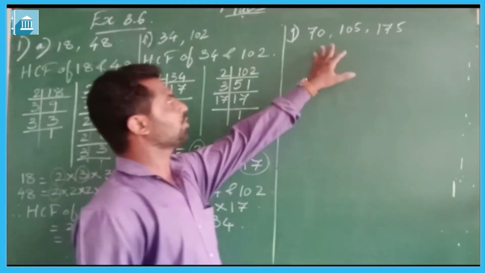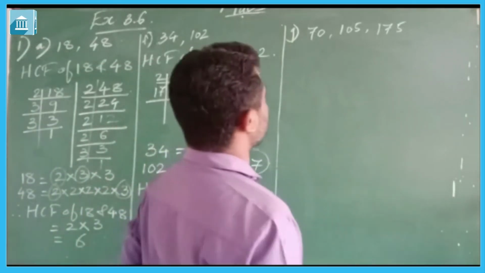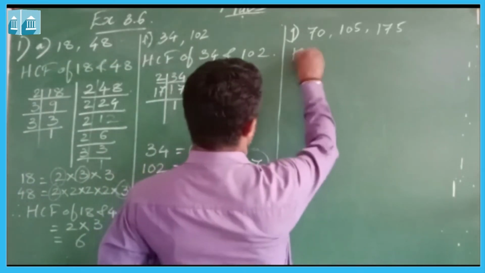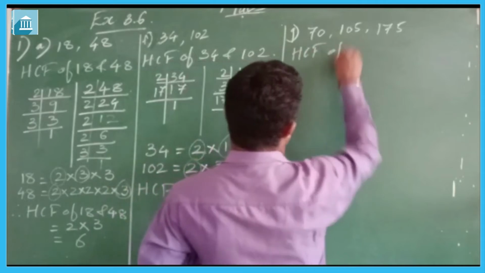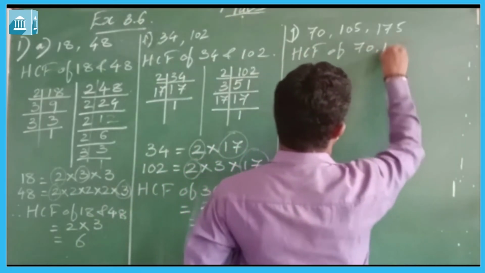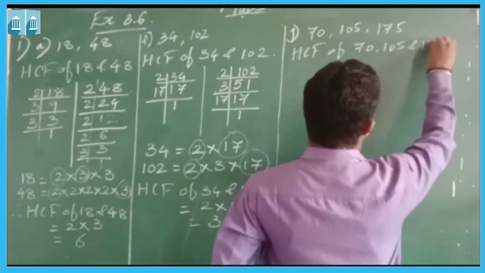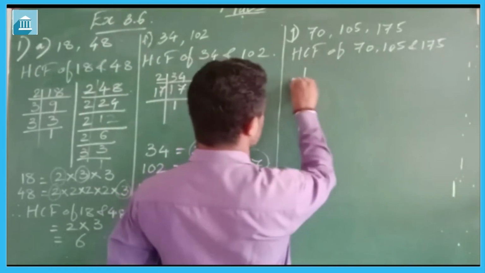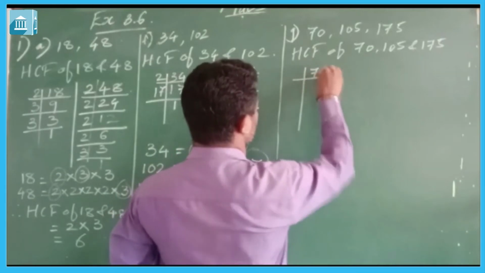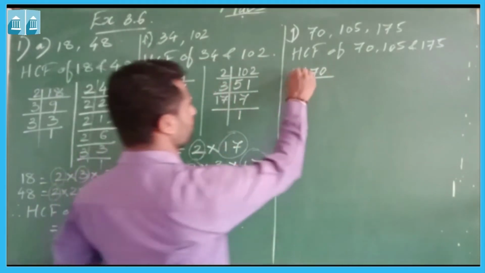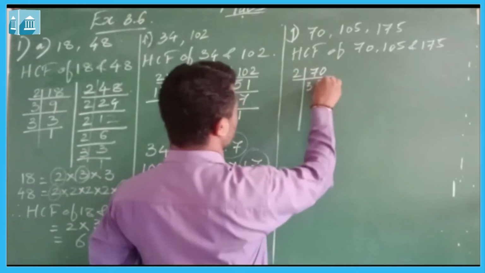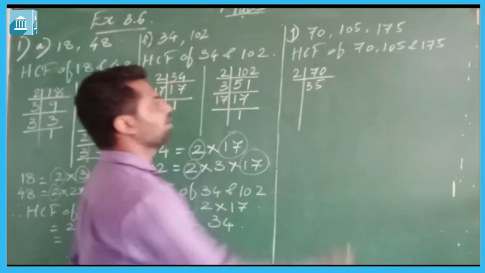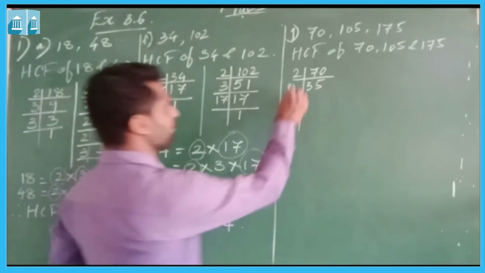Now let us do question number G. 70, 105 and 175. We have to find out the HCF of 70, 105 and 175. So we will start with the prime factorization of 70. 2 into 35. 35 is again not divisible by 2. It is not divisible by 3 also, but it is divisible by 5.